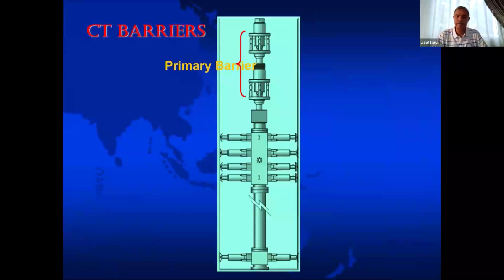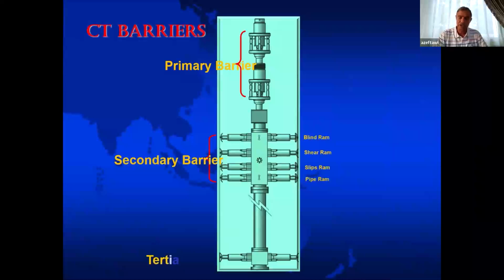In coiled tubing, our primary barrier is always the stuffing box or the stripper. Our secondary barrier is the quad BOP. Our tertiary barrier is the shear seal BOP.